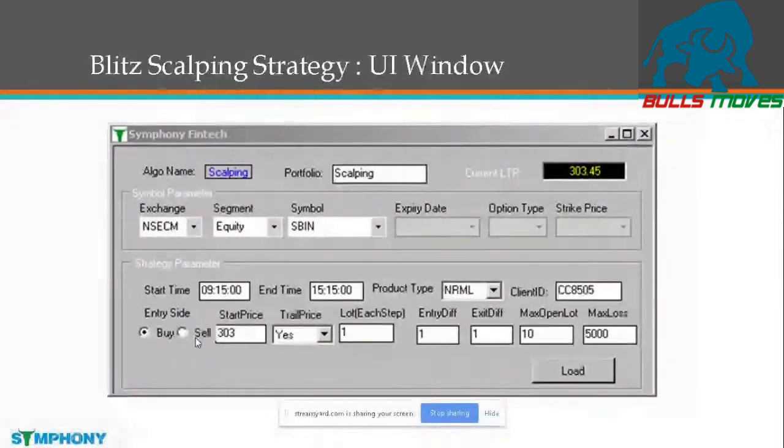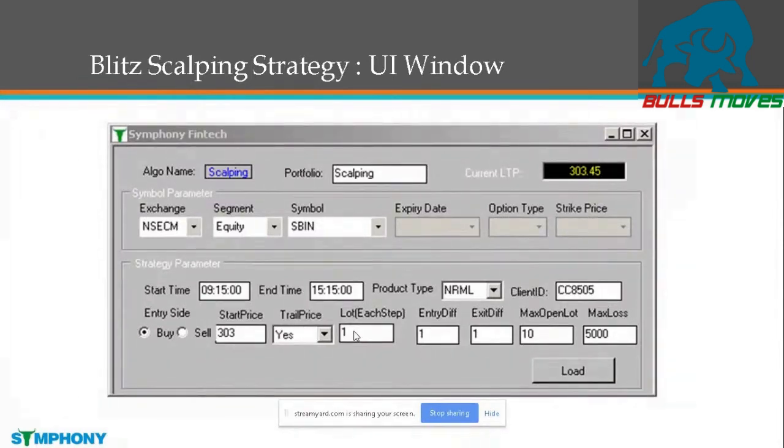If you want to use this condition, like whenever the stock goes downside you want to buy, and whenever the stock goes upside you want to book the profit, you have to select the entry side as buy. If you want to go for the short sale, then you have to select the entry side as sell. Let's say for example we want to go for the buy entry side. So we have to mention the start price. The start price can be 303, and then we have to mention the lot, like on each step how many quantities you want to buy. Let's say I want to buy 1 quantity on each step.